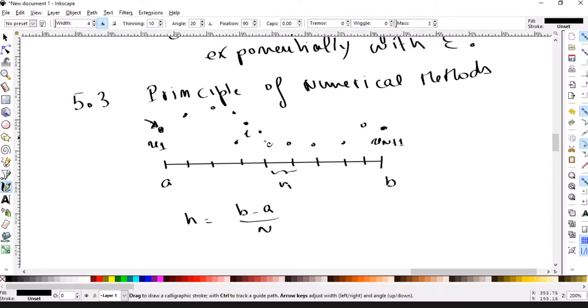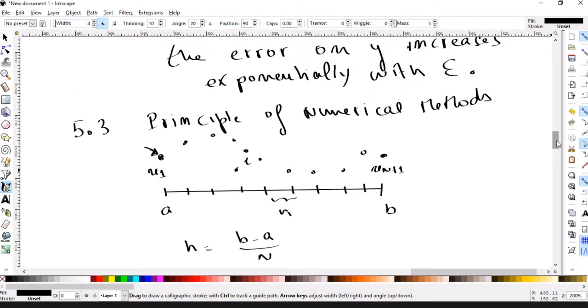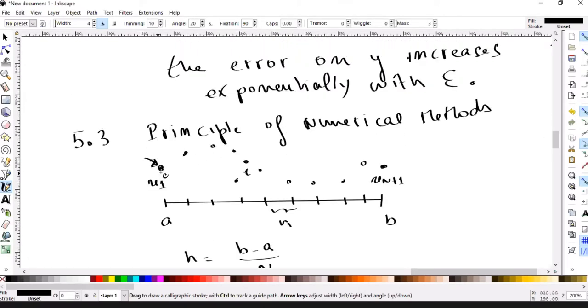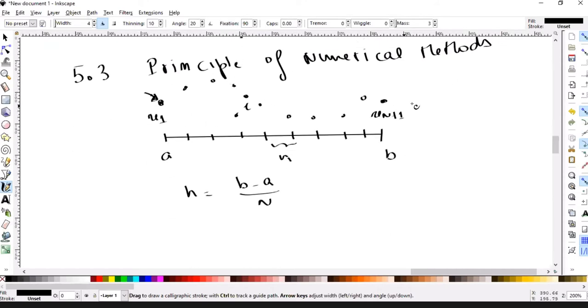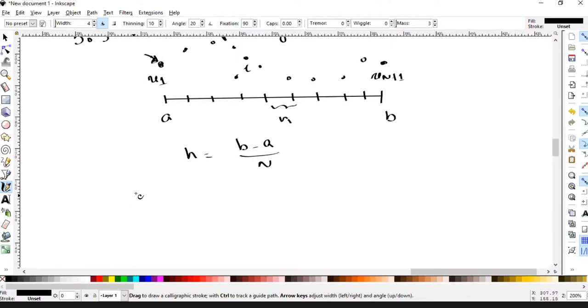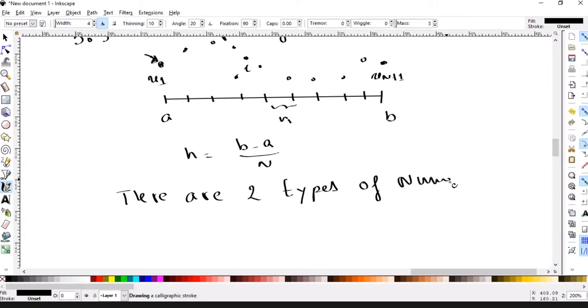Sometimes you have a boundary problem where you have a solution at this end and a solution at the other end. But in this chapter, we'll discuss initial condition problems, which are Cauchy problems, where you have the initial solution here and then you try to construct the other points. So there are two types of numerical methods.